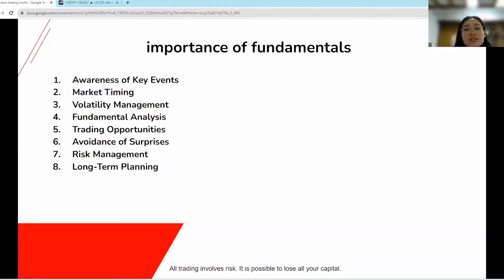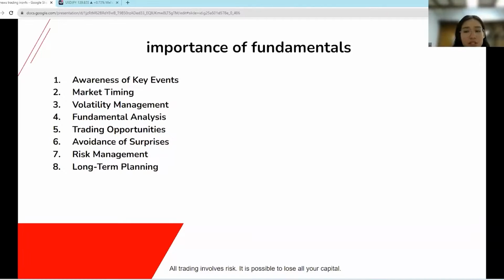So what we mean by this is when you know the timing of upcoming economic events, you can then adjust your trading strategy and position yourself accordingly. So for example, if a major economic data release is scheduled, you may decide to wait for the announcement before entering a trade to avoid the potential volatility or price fluctuations associated with the release.